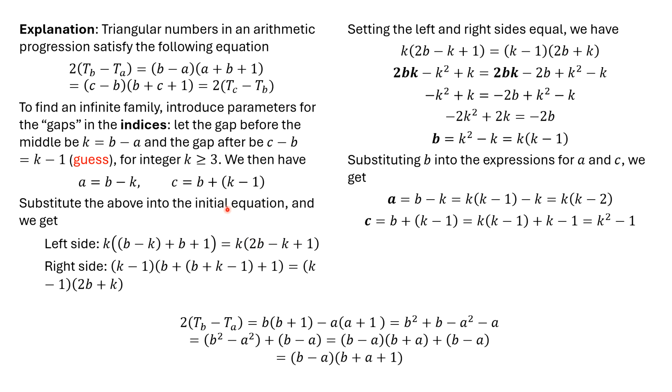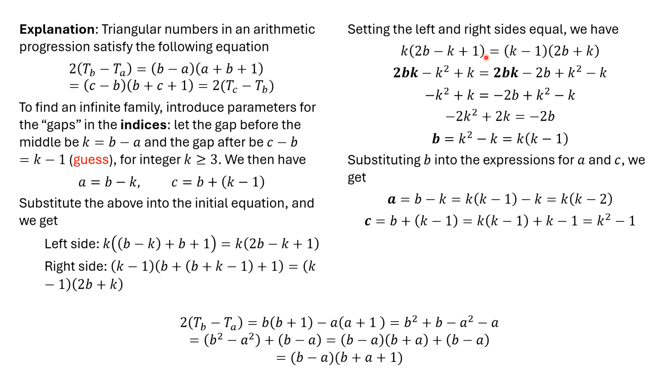Then we make the substitutions onto the right side here. We have c minus b. We guessed that to be k minus 1. And then we substitute in, we have b. Then this c here is b plus k minus 1 plus 1. And then we just simplify this, and we get k minus 1 times 2b plus k. Okay, then we set this equal to this. And if our guess was wrong, we would get a contradiction in here, but we don't.